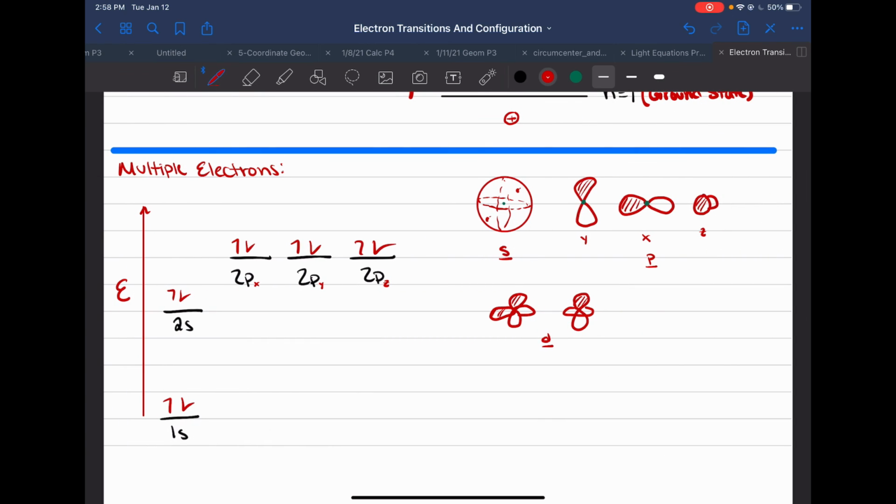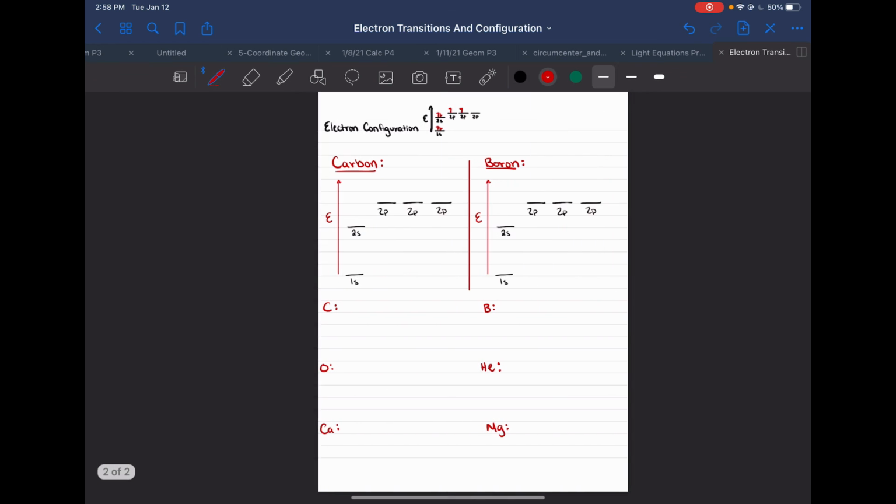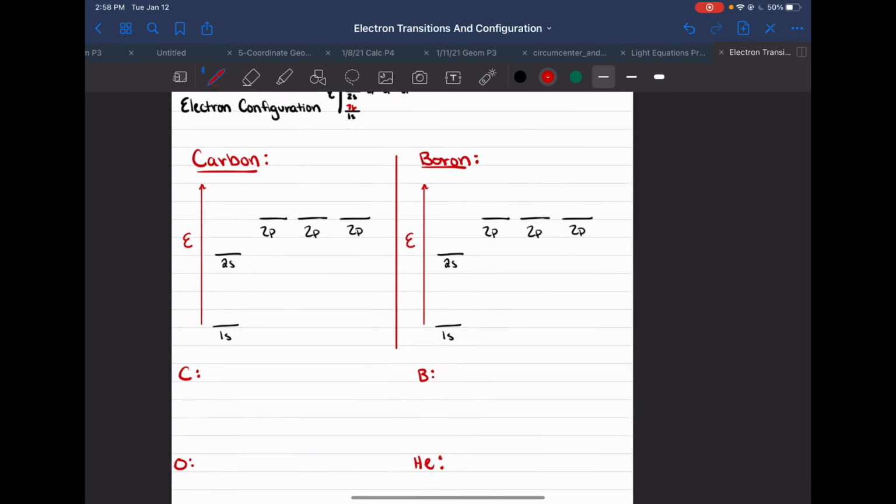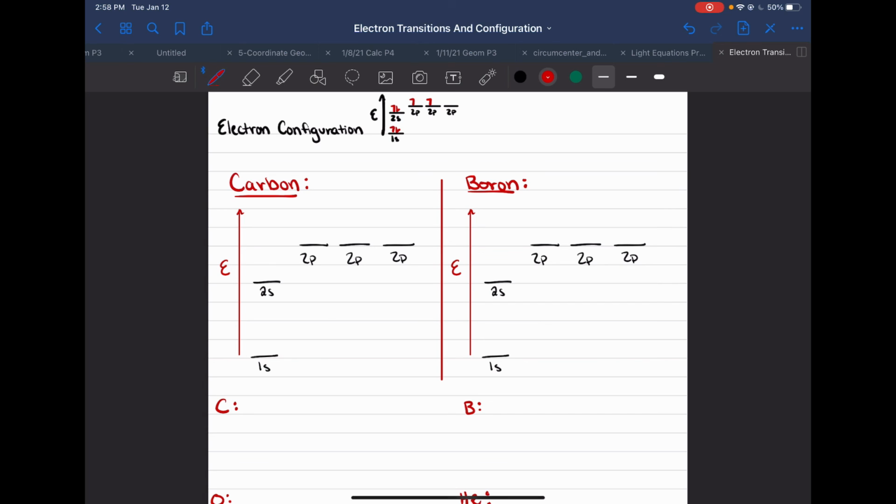So you may be wondering, well, how many electrons do we really even have? So if we ever have 2 or more electrons, this is the configuration I want you to show. What I'm going to do here is I'm going to pause the video, and we will continue with electron configuration in the next video.